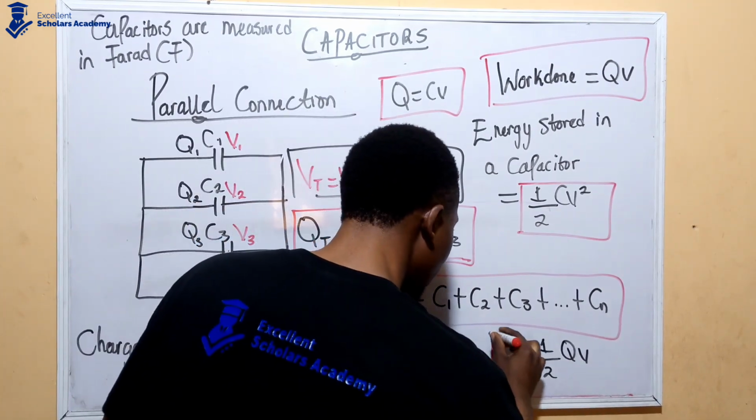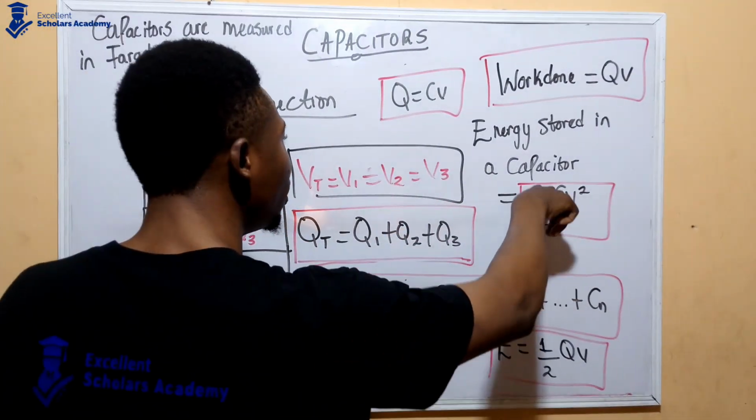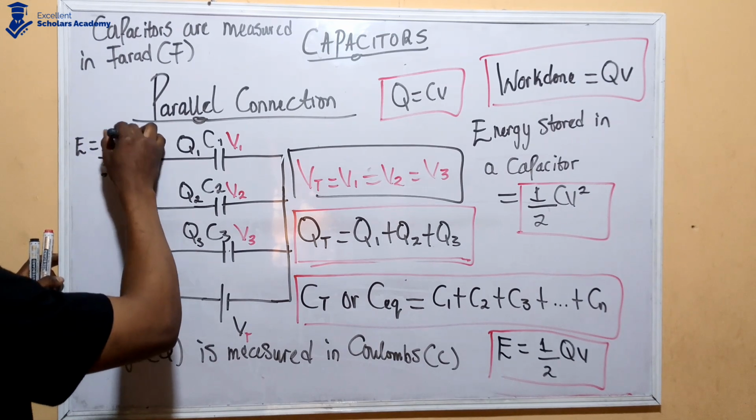Take note of this. Half QV. Now how is that possible? Now let's come to this. You have that energy stored is half CV squared.